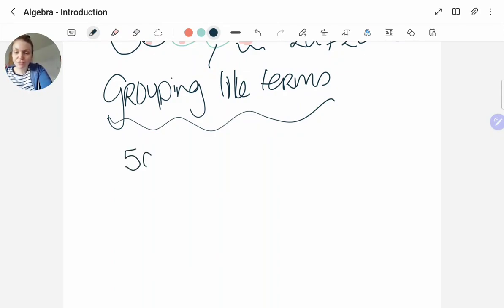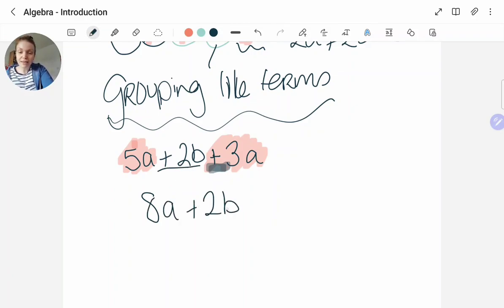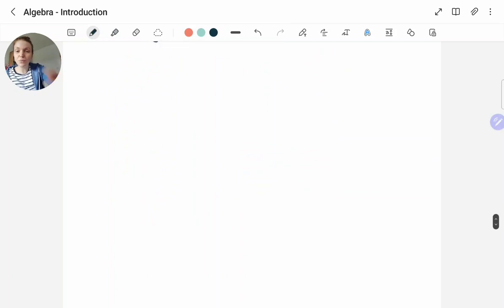So if we had 5A plus 2B plus 3A, okay? So there's 5A plus 3A. Now, a little rule I'm going to bring in here is that the sign to the left of the number belongs to that number, okay? So 5A plus 3A is 8A plus 2B. Okay, let's look at some more.